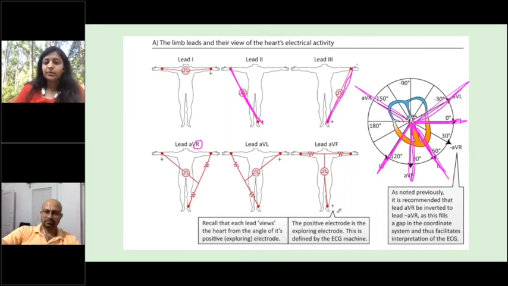So these are your predominant angles. And eventually the goal would be to memorize this figure. All you have to remember, lead 1, 0, lead 2, 60, lead 3, 120. So 0, 60, 120. And in between, when you put things, you have negative 30, plus 90, and 150, and then the opposite would obviously be the opposite.